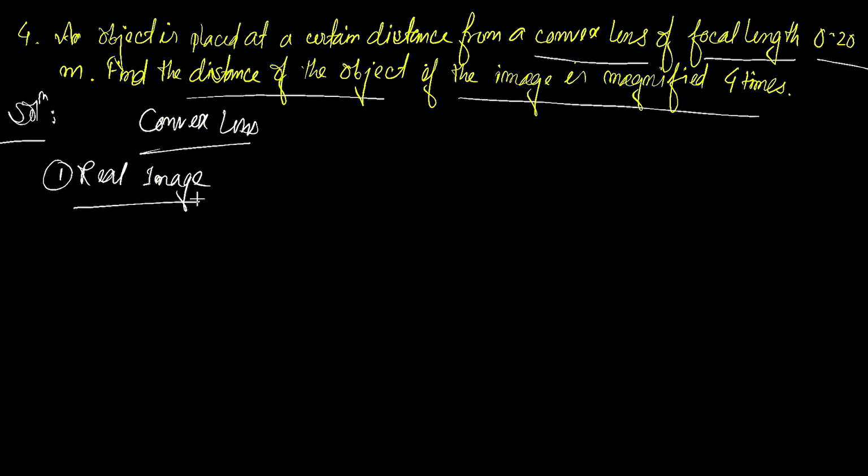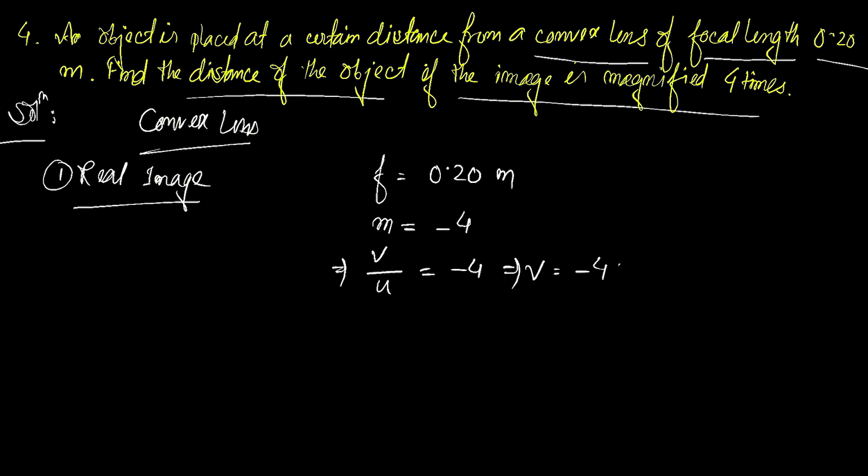So for that we will write down some values. Focal length will be what? It will be 0.20 meter. It's given as that. And if the image is a real image, magnification is going to be what? Positive or negative? Obviously negative. So m is going to be -4. And we know one formula for magnification, that is nothing but v by u equal to -4. From this relation, what you can write? v is equal to -4u.